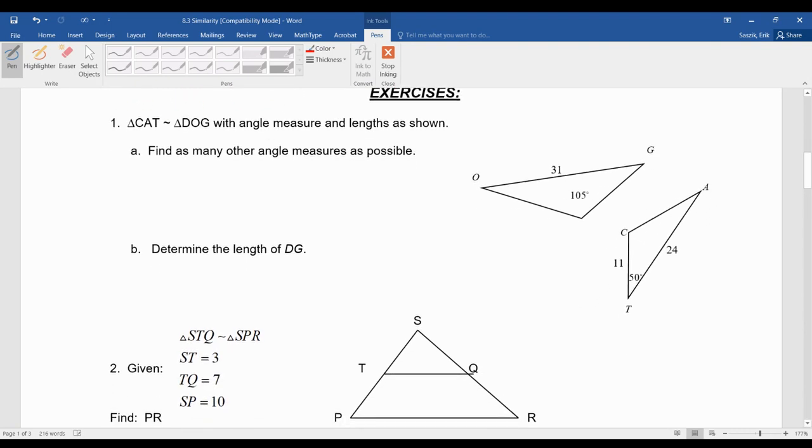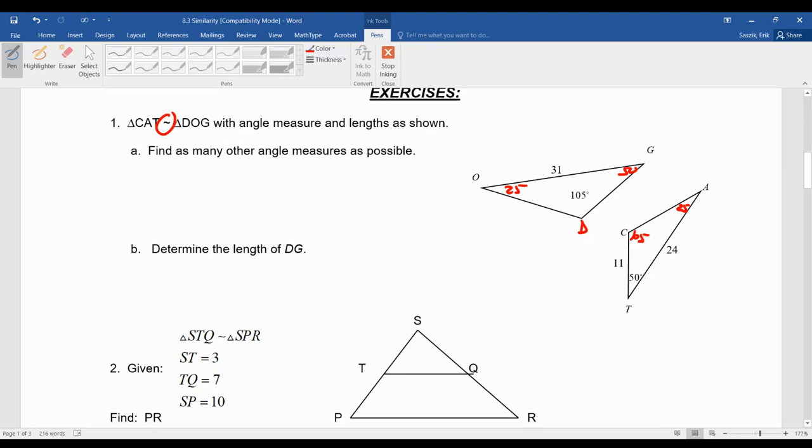Here, this is the symbol that we use for similarity, that little squiggly. So you've got triangle CAT similar to triangle DOG. The order still matters, just like it does with congruency. Find as many other angle measures as possible. Well, that's pretty simple. Sorry about this lousy diagram. Clearly, angle T corresponds to angle G because of the cat and dog, so this would be 50. And if that's 105, sorry, it's missing, this is supposed to have a D there. This would be 105. And then, of course, we can fill in the remaining blank.